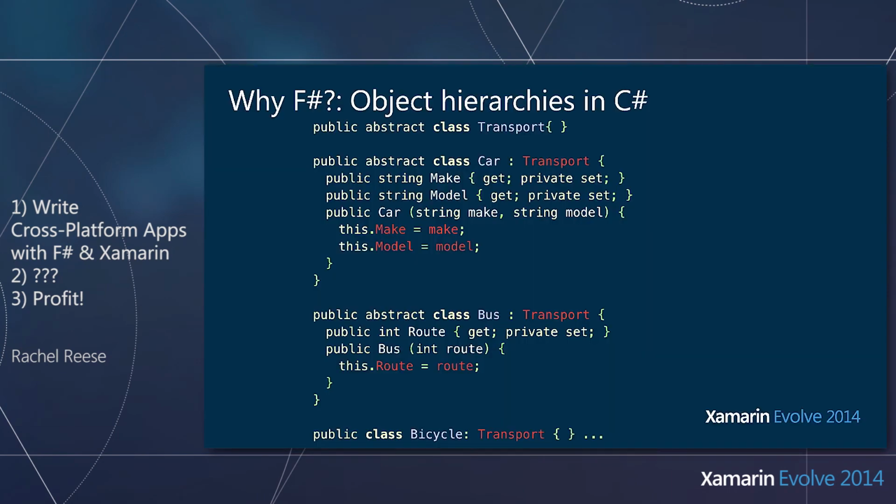Another thing, if you consider a fairly basic object hierarchy like this, when we have a transport class, a simple base class, the first car takes a make and a model here. 2 strings come in. Bus is one of the child classes. Here we have an int route. So it takes in different things. I couldn't actually quite get what I wanted to say for bicycle on there. I didn't want to make the code so small you guys couldn't even read it.